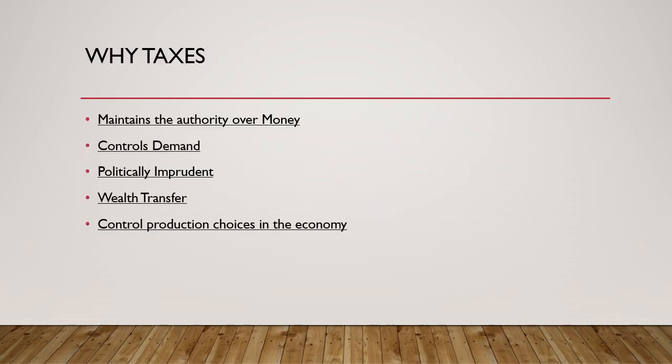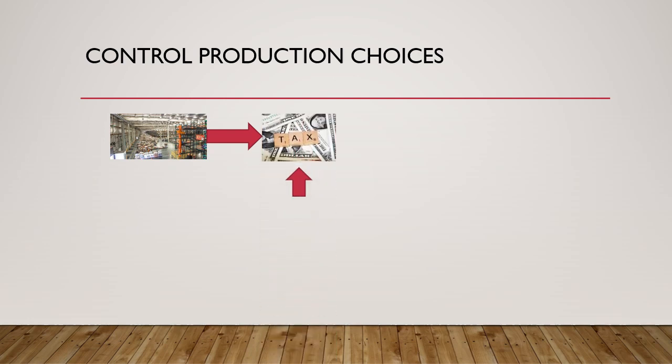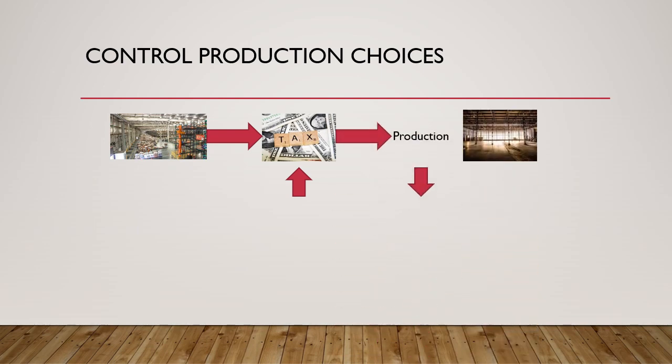And finally, taxes can control production choices in the economy. So here is how it works. Let's say there's a factory producing goods A in the economy. The government in its wisdom feels that these goods should be produced less in the economy, and so it raises taxes on these goods. The price rises, the demand for these goods A reduces, and the production also comes down in the economy.